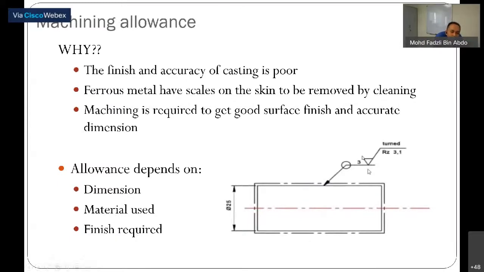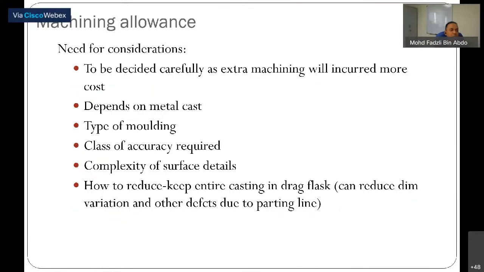Okay. Ini saya tak perlu terangkan lah. Ini maksudnya finishing lah ni. RZ ni adalah dia punya surface roughness 3.1. Okay, this is the need for consideration for the machining allowance, to be decided carefully as extra machining will incur more costs. Depends on metal casting, type of molding, class of accuracy required, complexity of the surface detail, how to keep entire casting in drag plus, can reduce dim variation and other defects due to the parting lines.